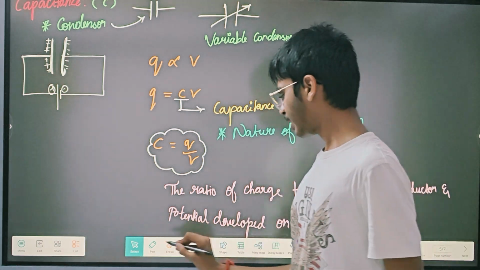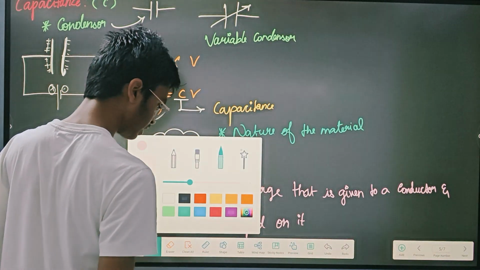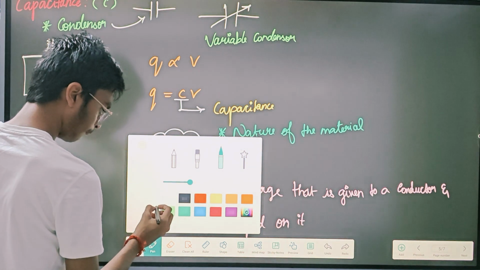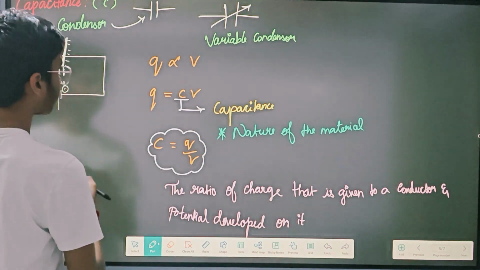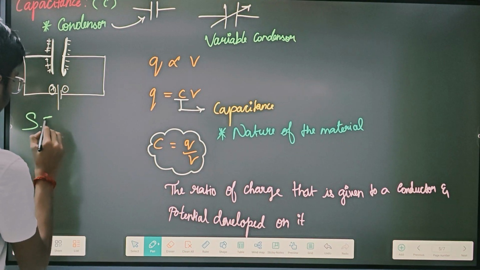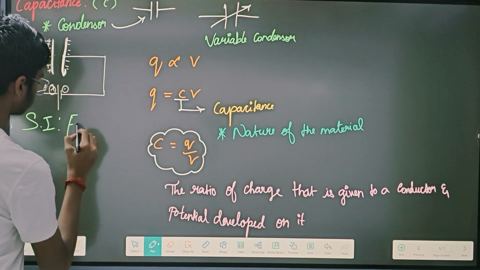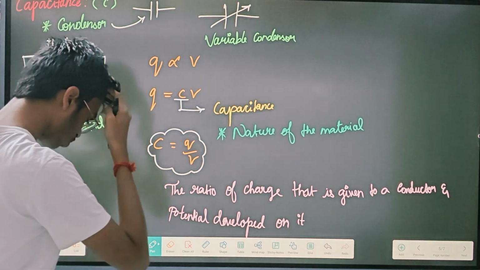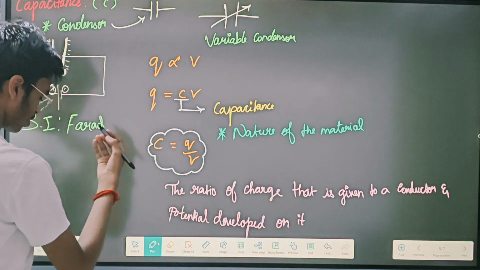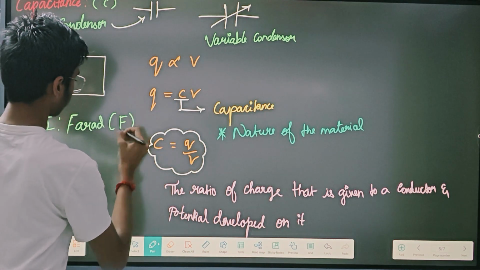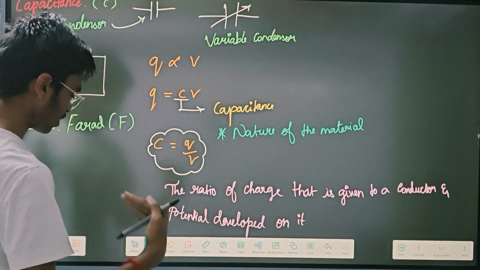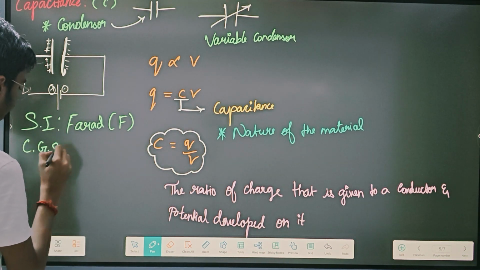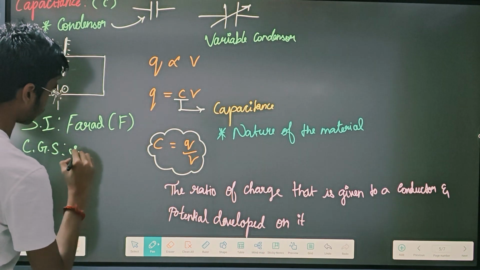The SI unit is Farad. I know I'm getting stuck here and there. What can I do? I haven't even read yet. I'm just saying everything that I listened to in class and from notes. The CGS unit is going to be stat Farad.